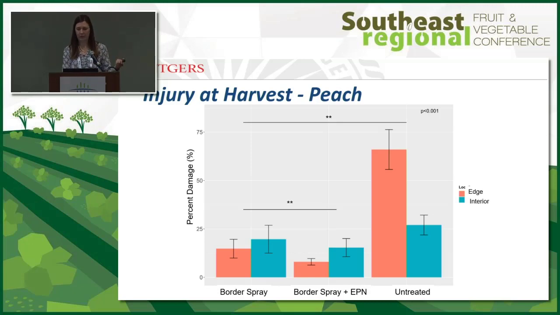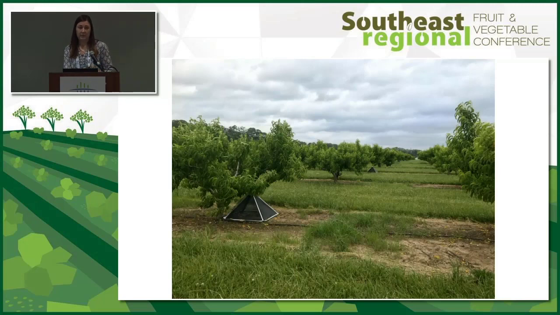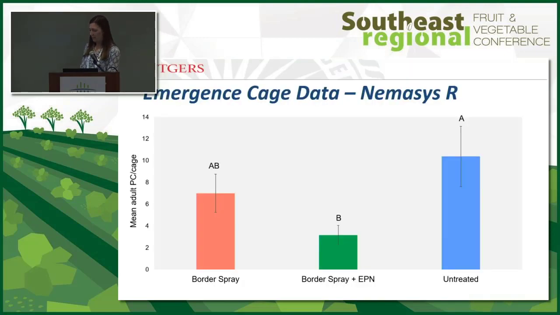So we wanted to verify that the nematodes are actually doing what they say they are. So we have these cages. We put plum curculio larvae in there. This is part of our normal treatment, so they were sprayed with the weed boom sprayer. And the number of plum curculio larvae that emerged is significantly less than the number that emerged in the border spray alone. And both of those were significantly less than the untreated control. So the nematodes, especially this Nemesis R formulation, have the potential to control the larvae.